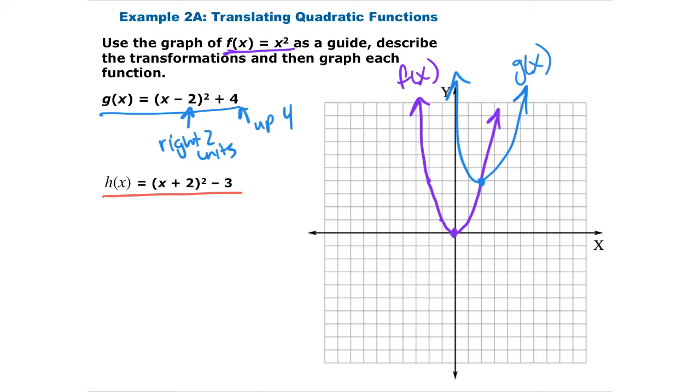Now h of x I'm going to make red. Adding 2 right here to the x values is going to move it to the left 2 units. And subtracting 3 here is going to move it down 3 units. So I'm going to graph this. I'm going to go to the left 2, down 3, put my vertex right there, and then sketch the graph.